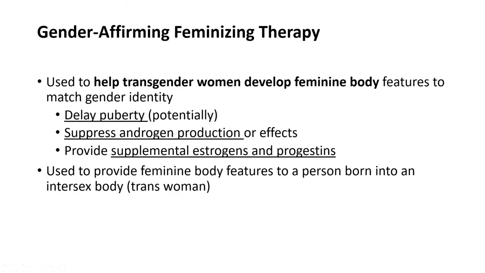And finally, a group of drugs that has been more utilized in the latest years, which is the gender-affirming feminizing therapy, which is the use of estrogens to help the transgender woman develop feminine body features to match the gender identity. Okay? So by giving that, what will happen is going to be a delay in the puberty, suppress androgen production by giving supplemental estrogen and progestins.